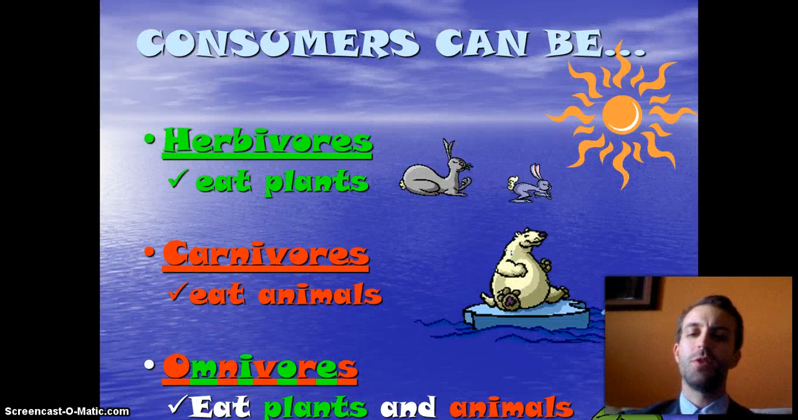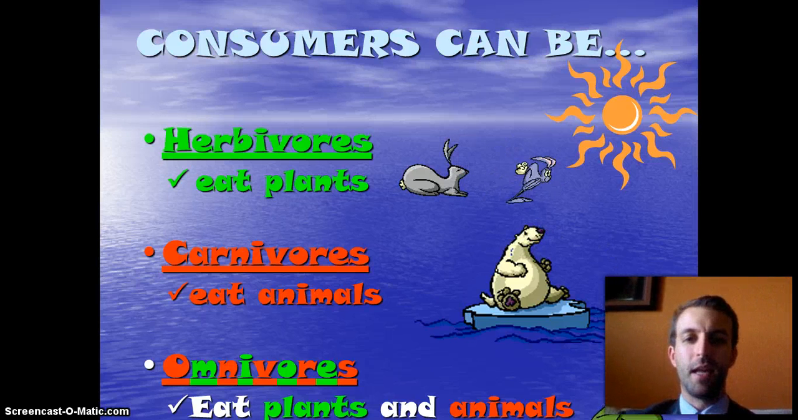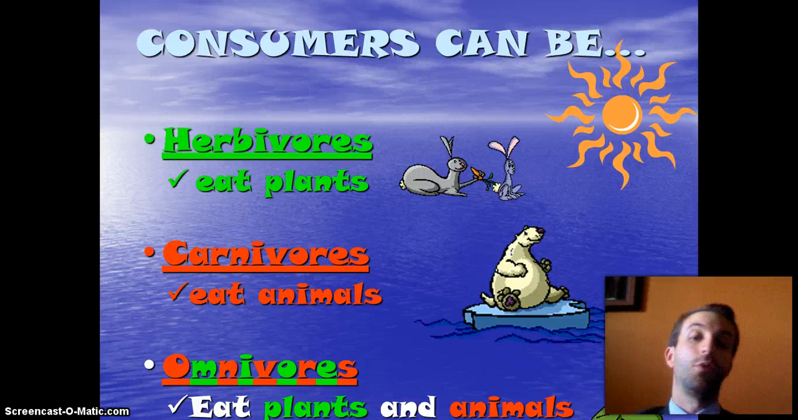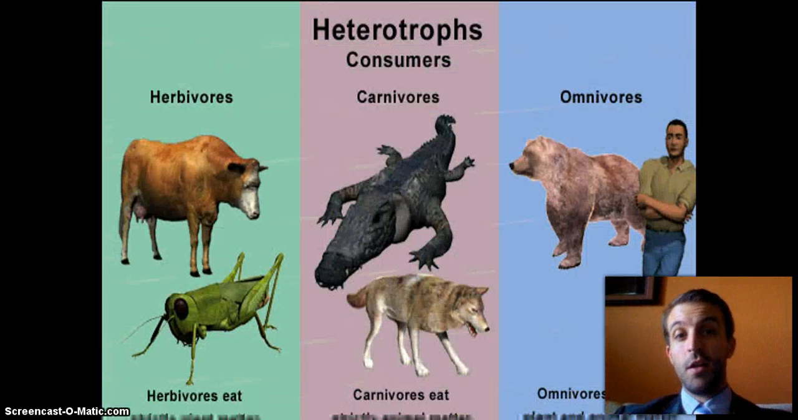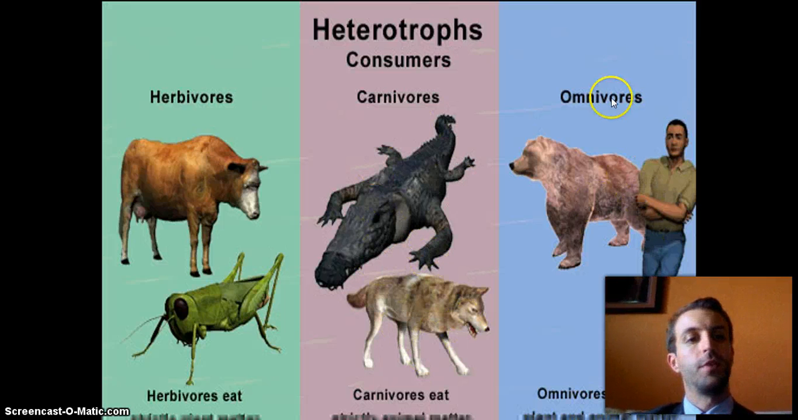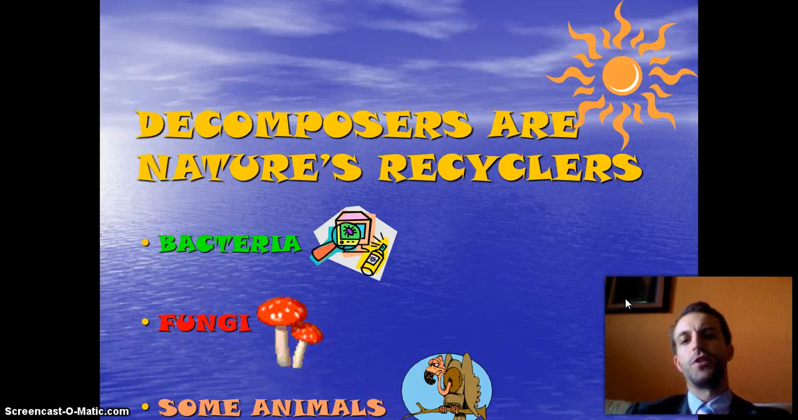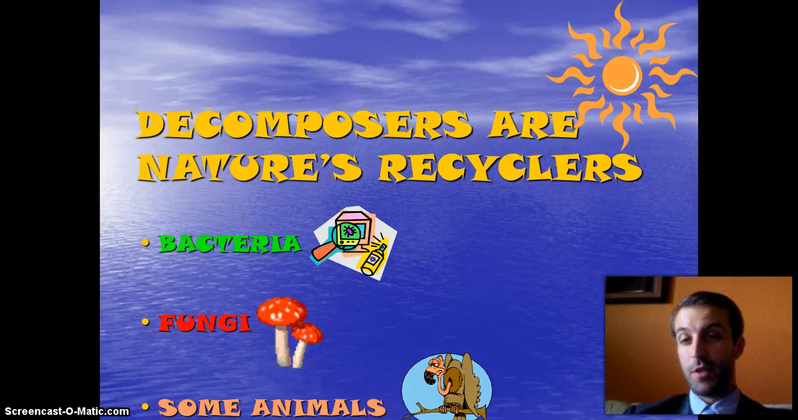The consumers can play a whole lot of roles. You could be either an herbivore in that you only eat plants, you could be a carnivore in that you only eat meat, or an omnivore like us in that you eat plants and animals. Here are our categories. Herbivores eat grasses, like our cows and our grasshoppers. Carnivores eat meat, like our crocodiles and our wolves, and our omnivores, us and bears. Decomposers function as nature's recyclers: bacteria, fungi, and even some animals like the vulture that we mentioned in class today.